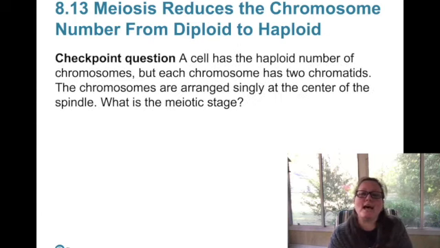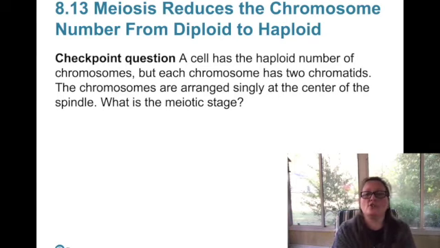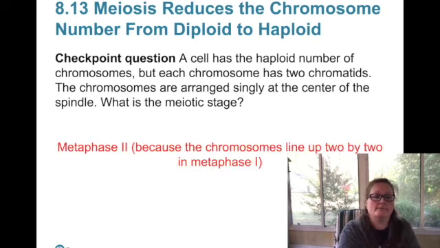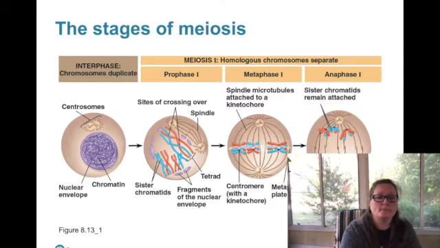So a cell has the haploid number of chromosomes, but each chromosome has two chromatids. Chromosomes are arranged singly at the center of the spindle. What is the meiotic stage? That would be metaphase two. Knowing metaphase because it's the center. It's metaphase two because it's pulling apart the chromatids. There you go. All right. Getting ready.